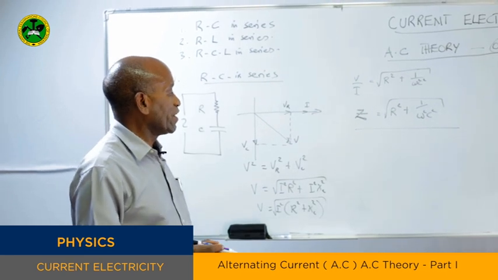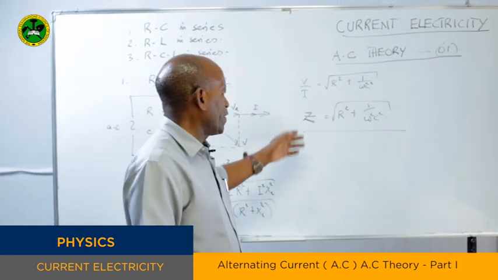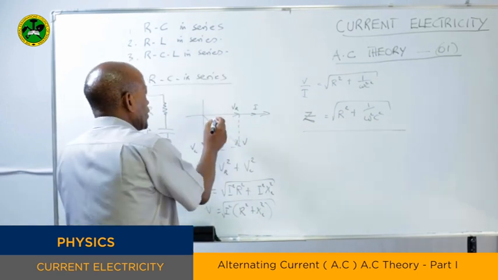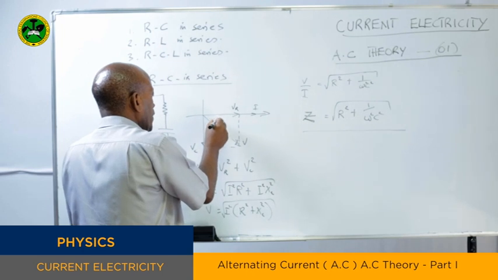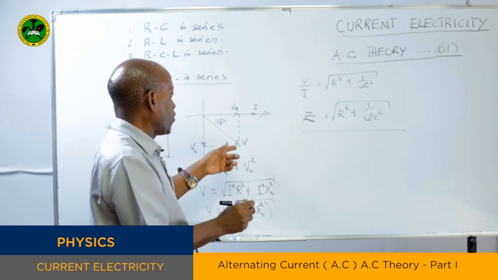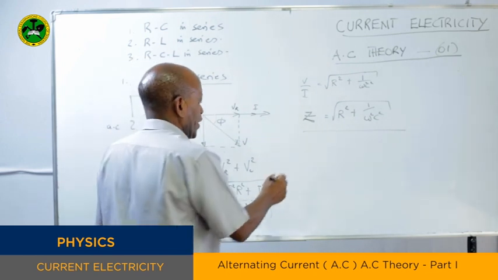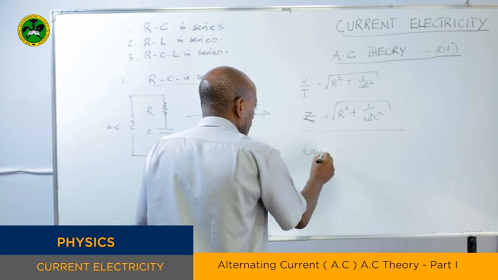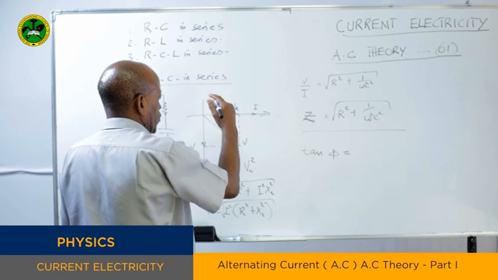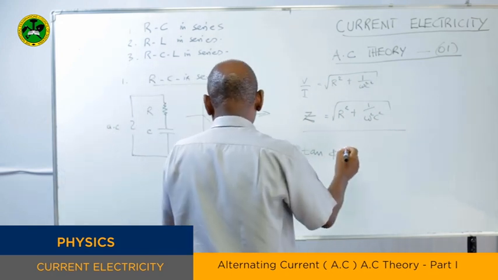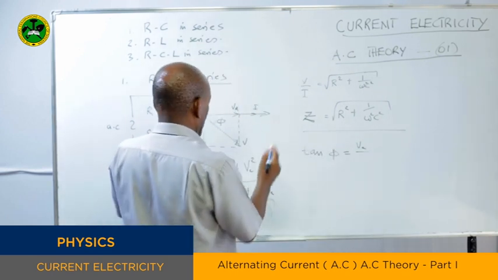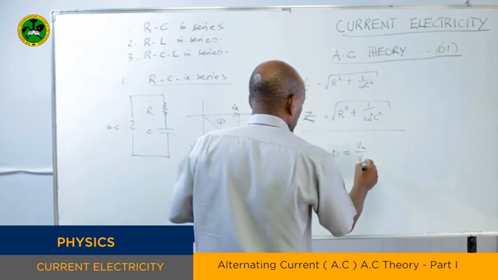connected in series. Having obtained the impedance Z, the applied voltage V should be acting at a certain angle. Let me call this angle phi. And therefore we also need to know the angle at which this applied voltage is acting. We can obtain this by looking at the tan of that particular angle phi, which I'm just going to take as opposite over adjacent. The opposite is the voltage through the capacitor, and the adjacent is the voltage through the resistor.